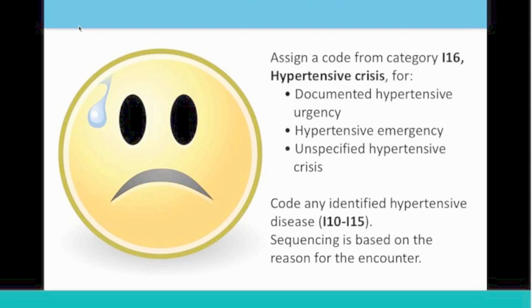For hypertensive crisis, assign a code from category I16, hypertensive crisis, for documented hypertensive urgency, hypertensive emergency, or unspecified hypertensive crisis. Code also any identified hypertensive disease, codes I10 through I15. The sequencing is based upon the reason for the encounter.